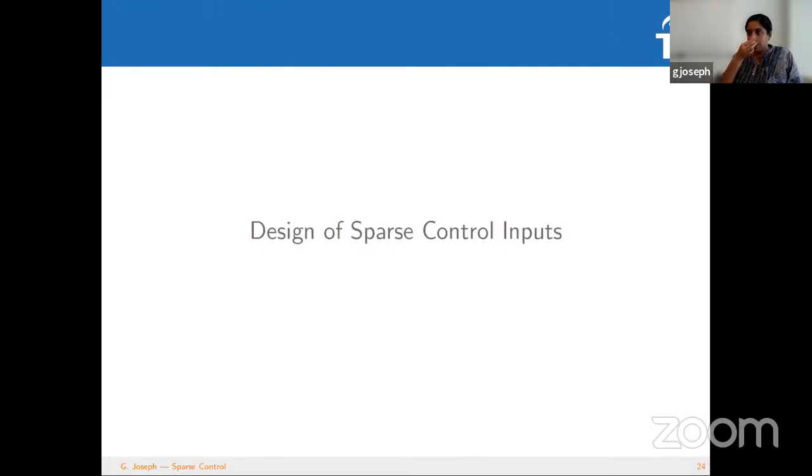So this is what we have seen so far. Now I'll quickly walk you through the design of sparse control inputs. This is going to take a minute or two. We won't go into the details.